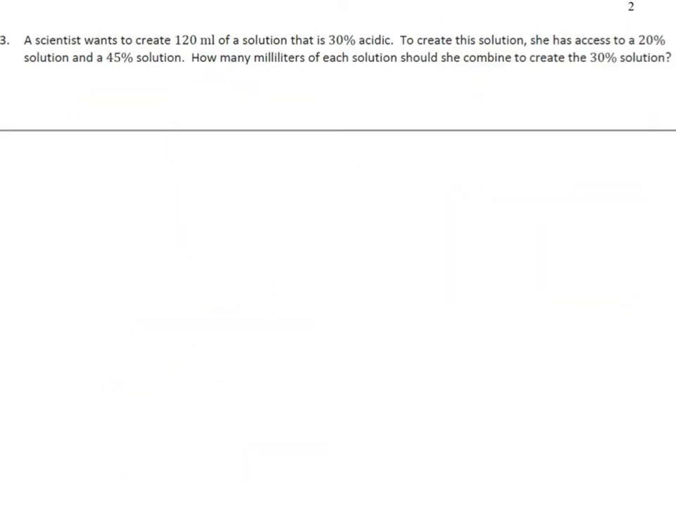Taking a look at the third question here, it says that a scientist wants to create 120 milliliters of a solution that is 30% acidic, and to create the solution she has access to a 20% solution and a 45% solution. So how many milliliters of each solution should she combine to create the 30% solution? Well, first I know that she wants to create a 30% solution, so let's find out what 30% of 120 is. So we have 120 times 0.30, which will give us 36.